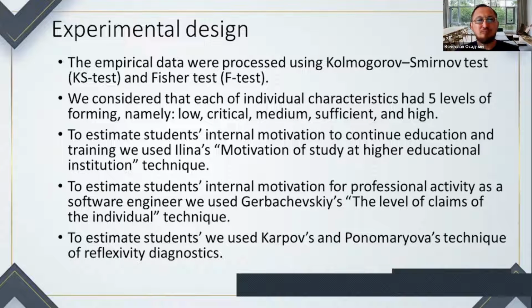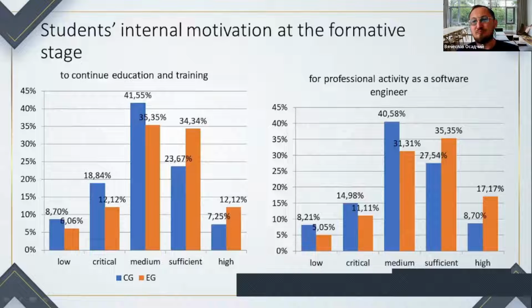We considered that each of the individual characteristics had 5 levels of forming, namely low, critical, medium, sufficient, and high levels. We used special psychological techniques to estimate students' individual characteristics. Let's consider the results of the formative stage in more detail. You can see that the percentage of students with a sufficient and high level of motivation in the experimental group exceeds the same percentage in the control group.